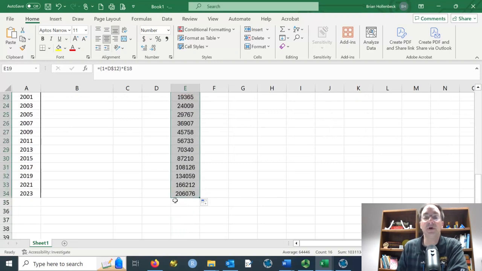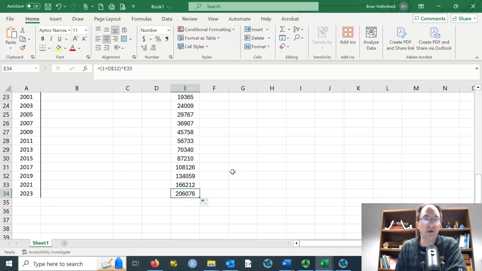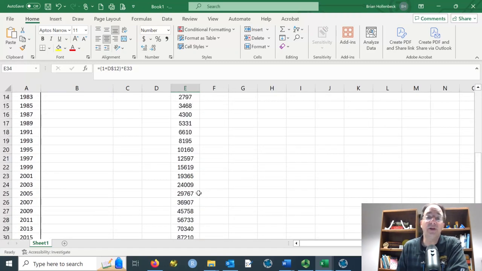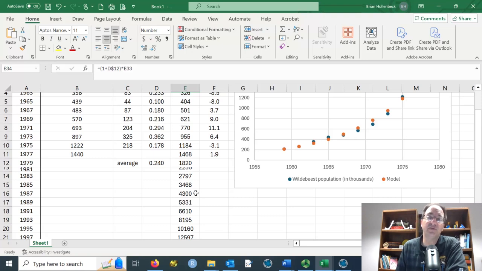And notice we're getting 206 million. That seems like a really big number. Without more investigation, we might not be sure that it's right or wrong, but it certainly seems suspicious to have that many wildebeest in the Serengeti. And sure enough, if you do some research, you'll find out that yes, in fact, this value is not accurate.